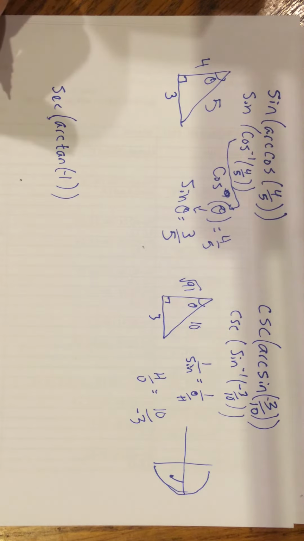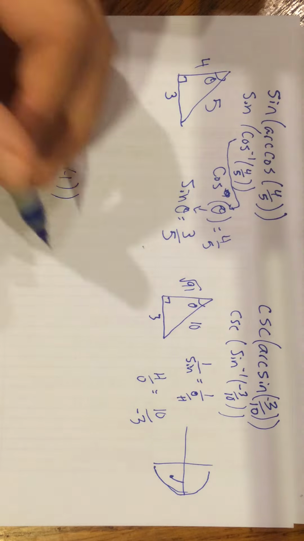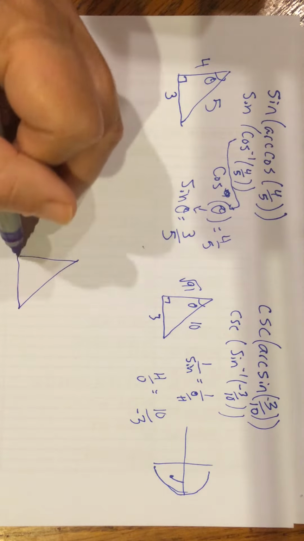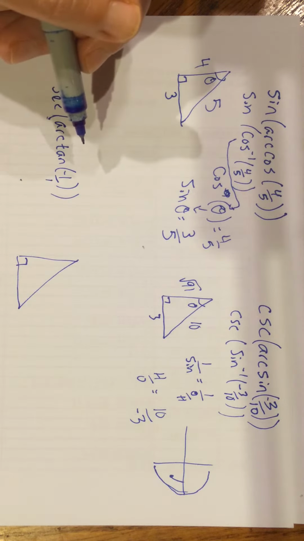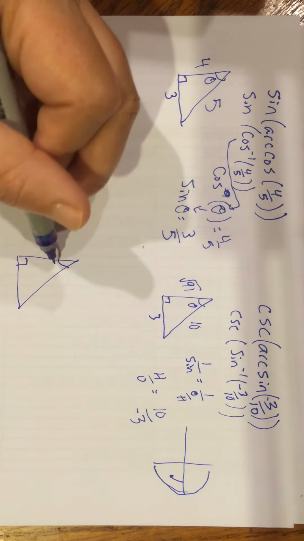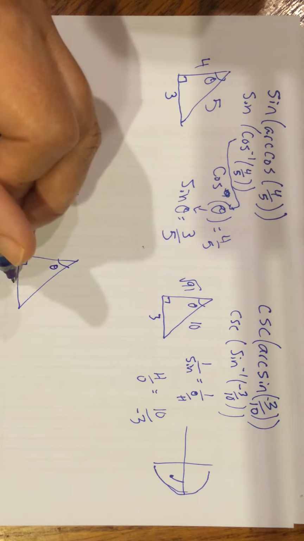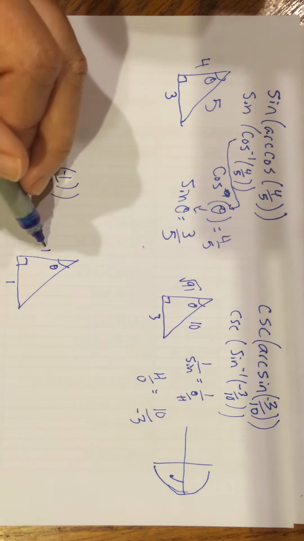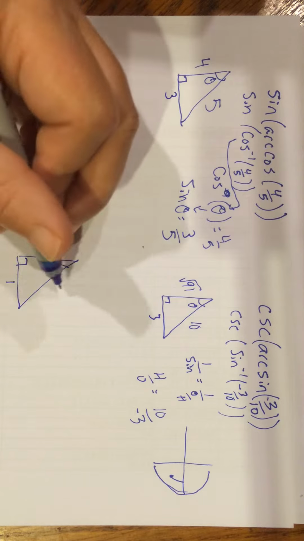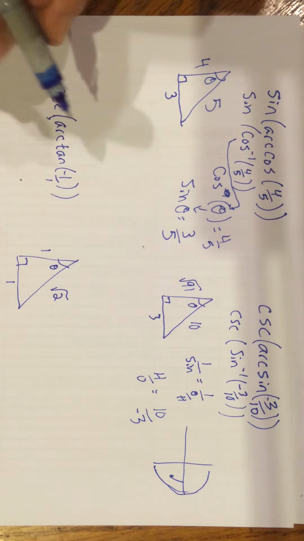So let's try it with the last one. If I have secant of arctan of -1, again I'm going to draw out a triangle, and that'd be -1/1. Tan is opposite over adjacent, so I'll make a theta. Opposite is 1, adjacent is 1. If I do Pythagorean theorem, 1 squared plus 1 squared is 2, so this will be square root of 2.